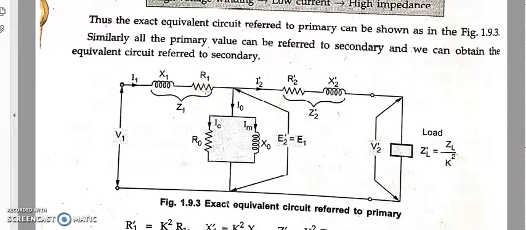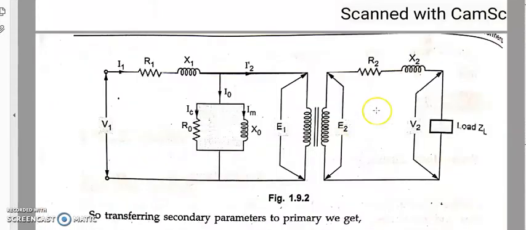Hello guys, in the last class we discussed the exact equivalent circuit when referred to the primary. Here we transferred all the components present on the secondary side to the primary, that is, E2 becomes E2 dash, R2 becomes R2 dash, X2 becomes X2 dash and ZL becomes ZL dash.